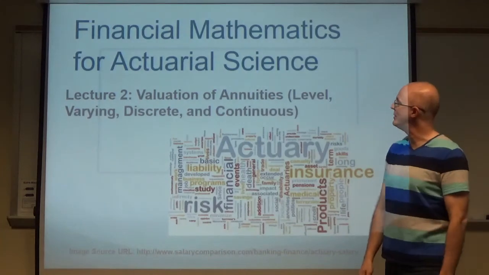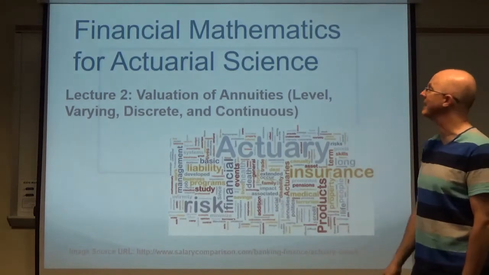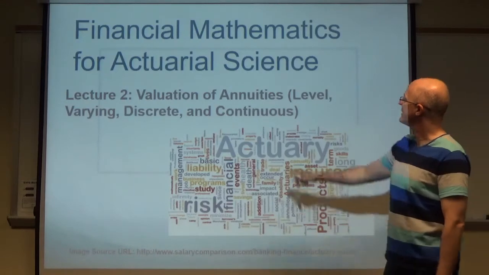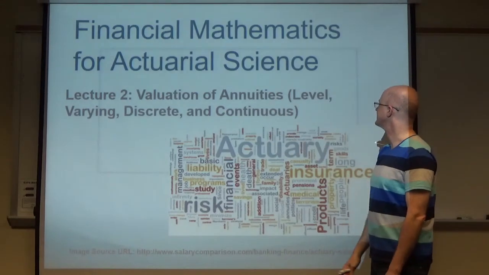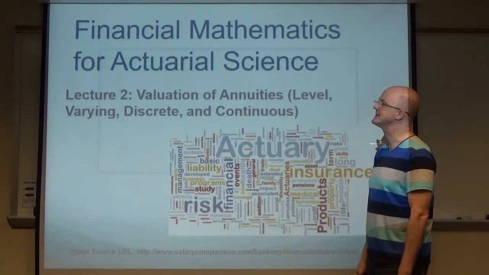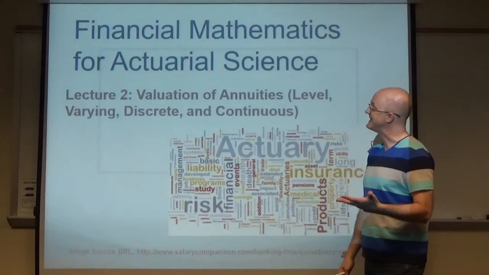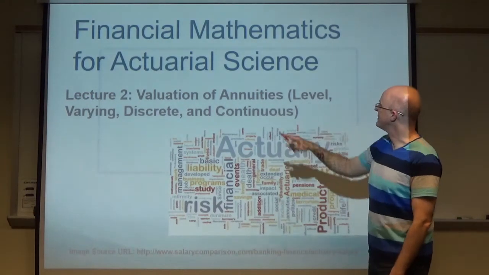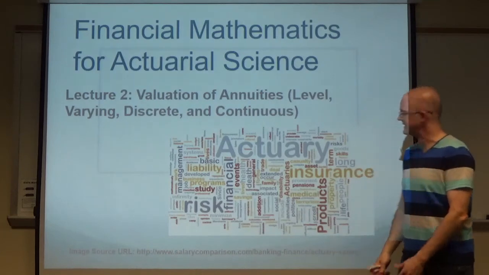This is lecture 2 on the big picture of financial math for actuarial science. We're going to be talking about valuation of annuities in this lecture, various kinds of annuities. We'll talk about what an annuity is, also level, varying, discrete, and continuous annuities.